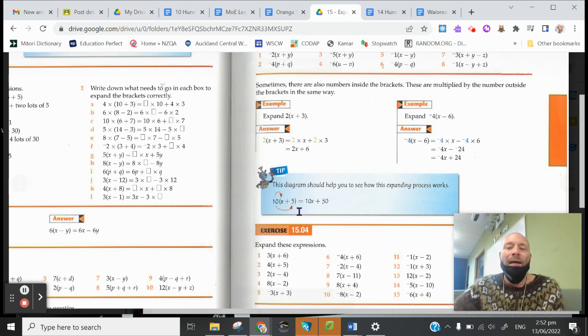Now this diagram should help you to see how the expanding process works. Brackets mean multiply, so everything inside the brackets is multiplied by what's before the brackets. 10 times x is 10x, and then 10 times 5 gives us 50. You're now ready for exercises 1504.